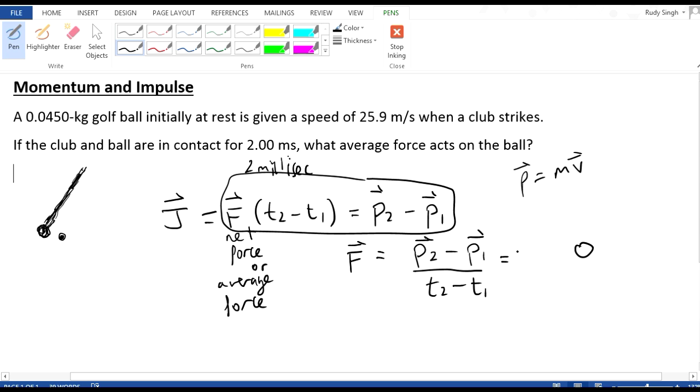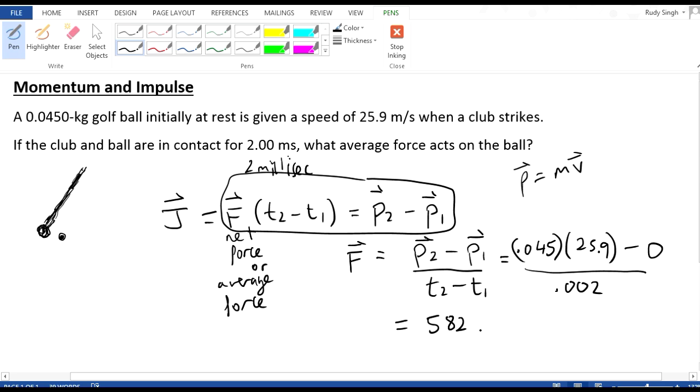So we have 0.045, which is the mass, times V, which is 25.9, minus zero, all over the change in time. Now, the change in time is T2 minus T1, which is 2 milliseconds, which is 0.002. And so, if you calculate that out, you get 582.75. And what are the units of this? Well, it's force, so it's newtons.